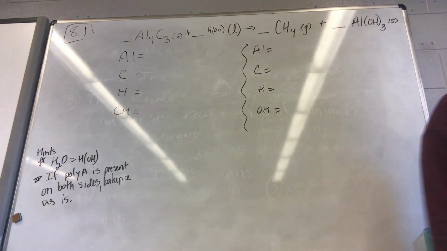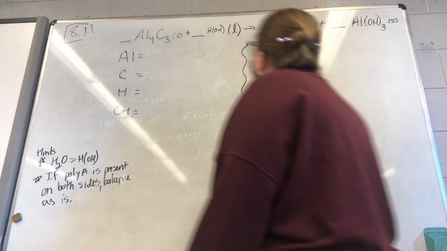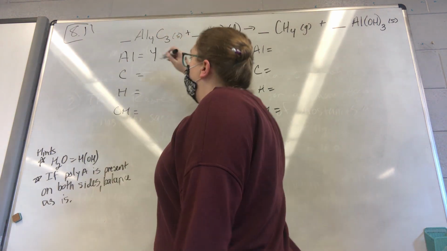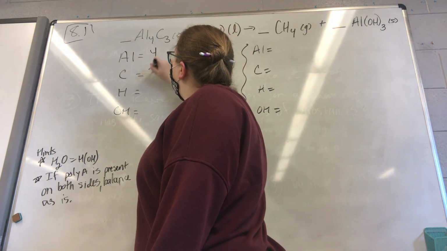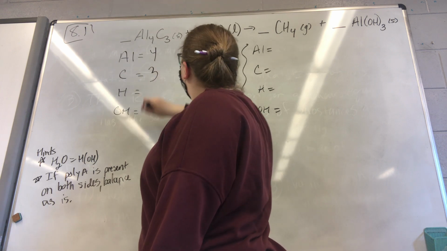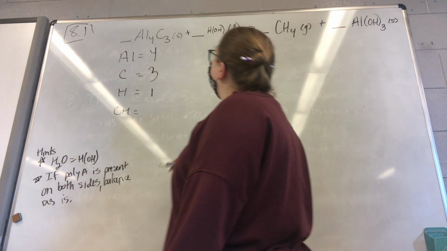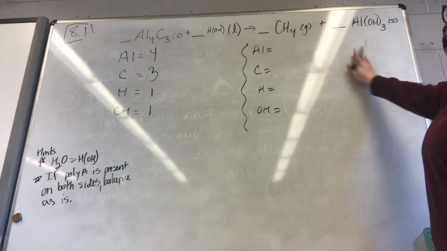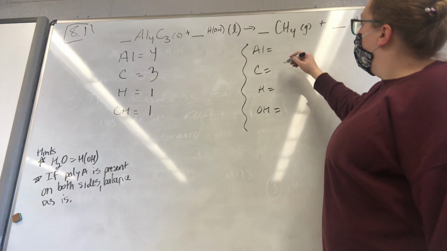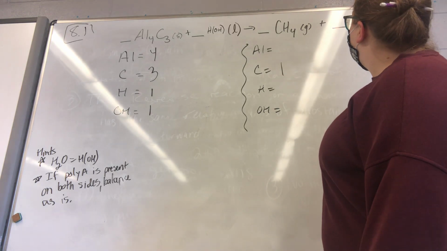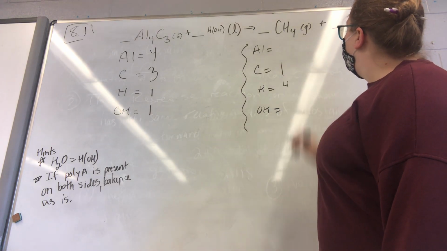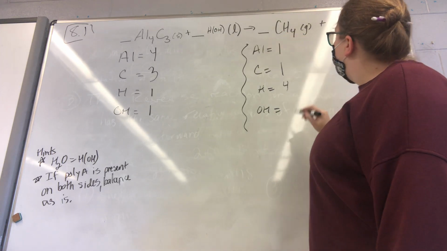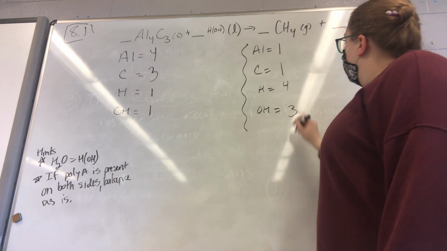All right, we'll start with aluminum. How many here? Carbon. Hydrogen. One. OH. There's one. Okay, let's do the right side. How many carbons? One. Hydrogens? 4. Aluminums? 1. And OHs? 3.